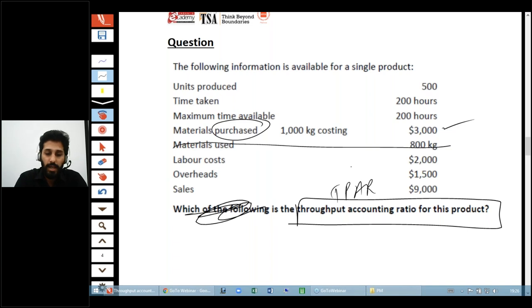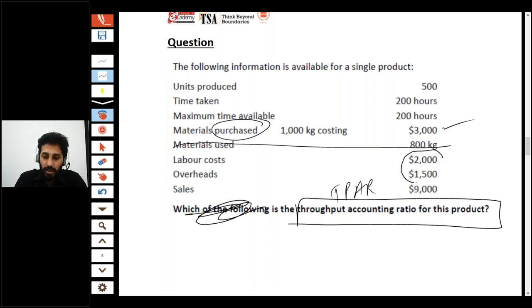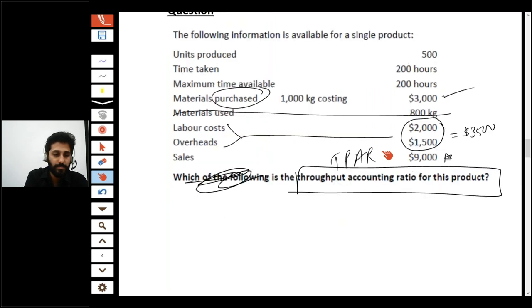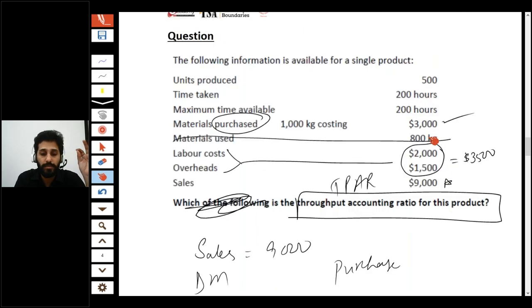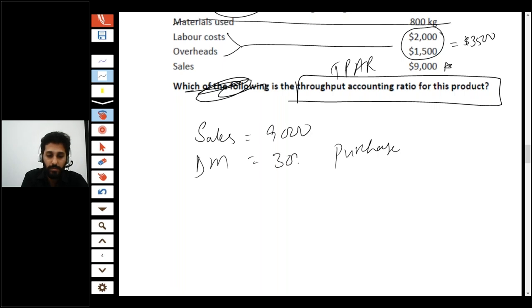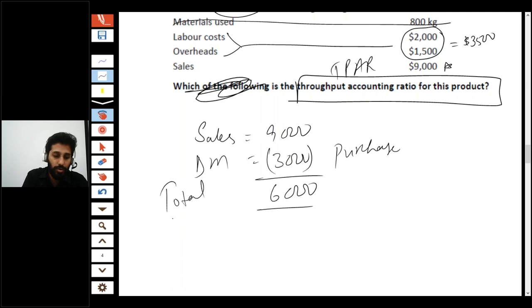Now labor and overheads, collectively, are 3500. Sales are $9,000. Raw material, always take the purchase figure because it ignores the movement of stock. That's 3000. And that would leave 6000, right? So 6000 would be total throughput.